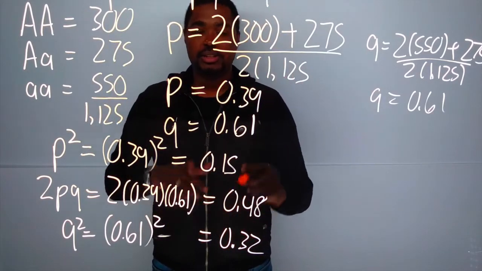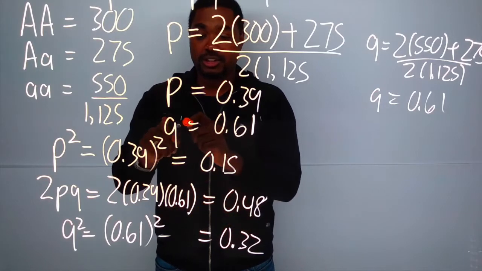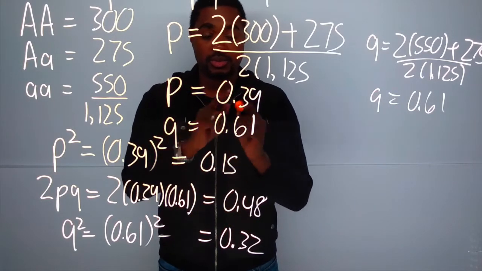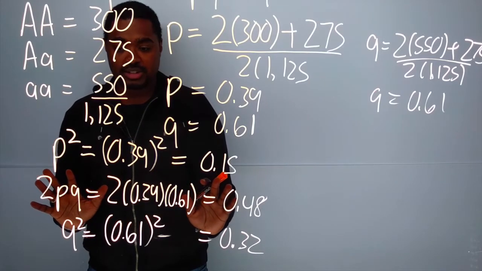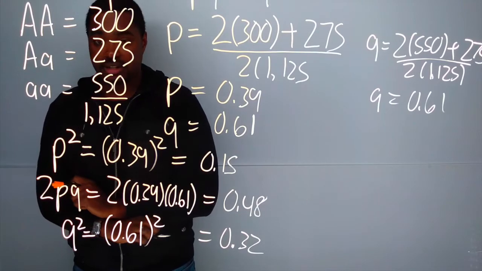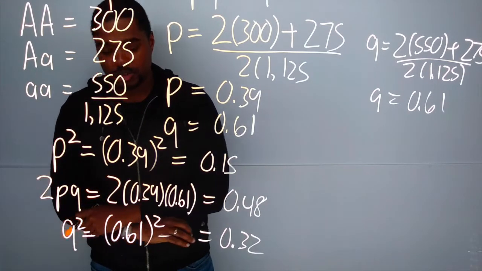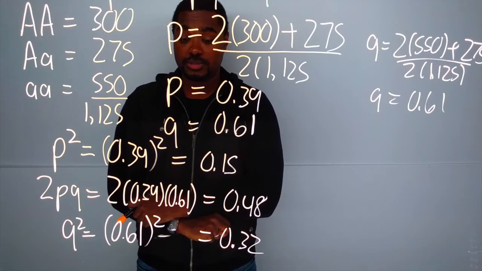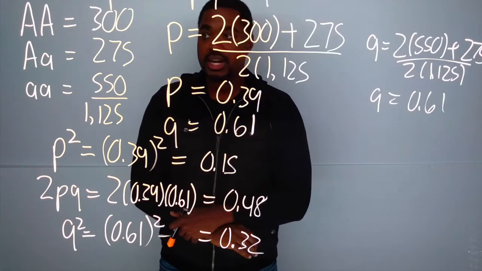We've calculated the frequency of the dominant allele, which we represent as P. We've calculated the frequency of the recessive allele, which we have here as Q. The work we've done down here, which is a little crowded, I apologize for that, we've calculated the frequency of homozygous dominant individuals, the frequency of heterozygous individuals, and the frequency of homozygous recessive individuals, right? Which has given us 0.15, 0.48, and 0.32.